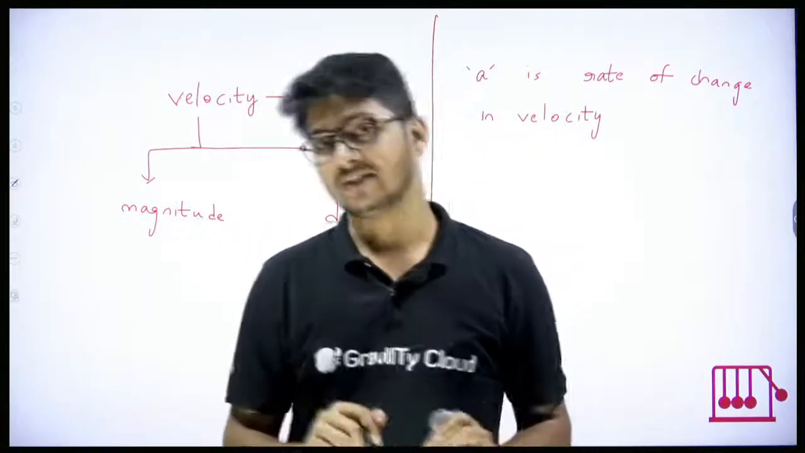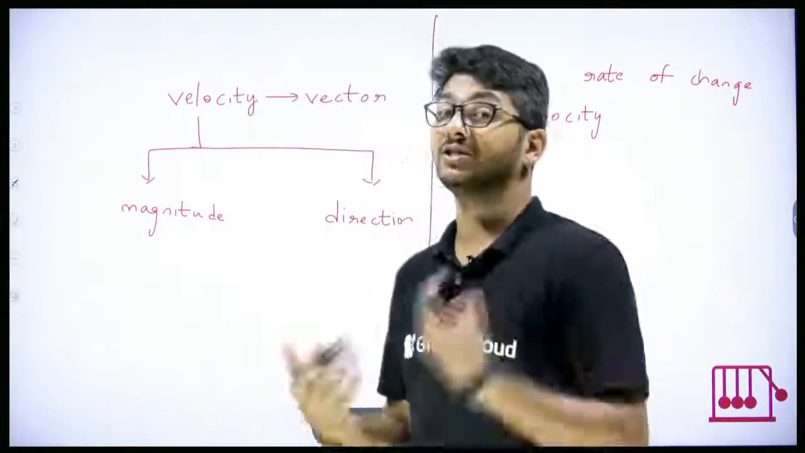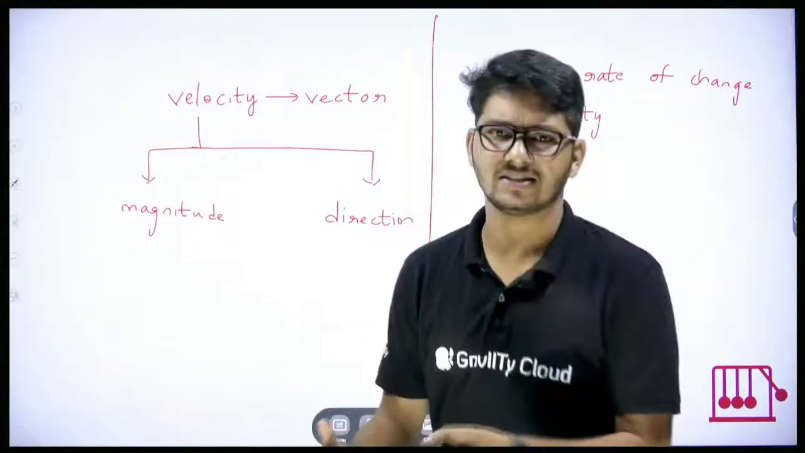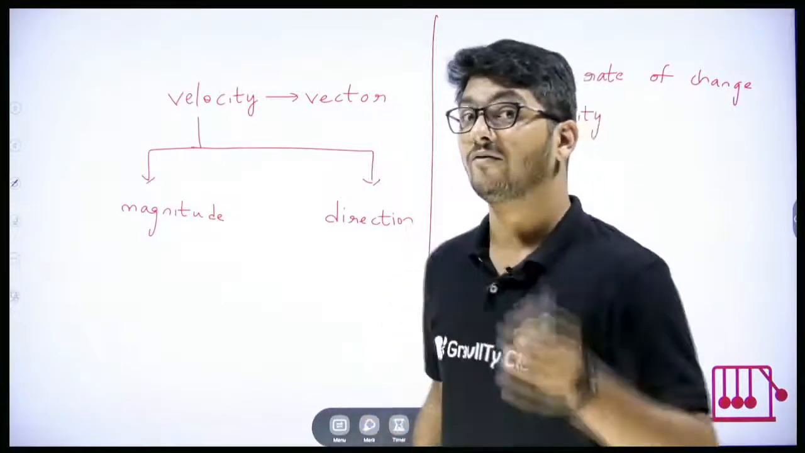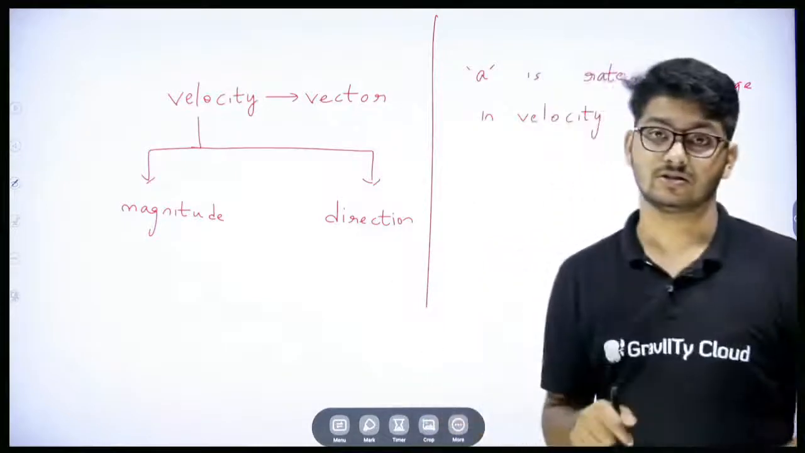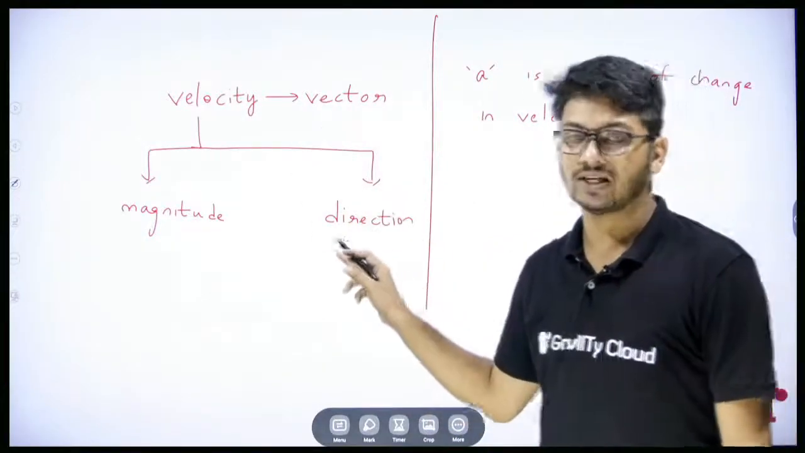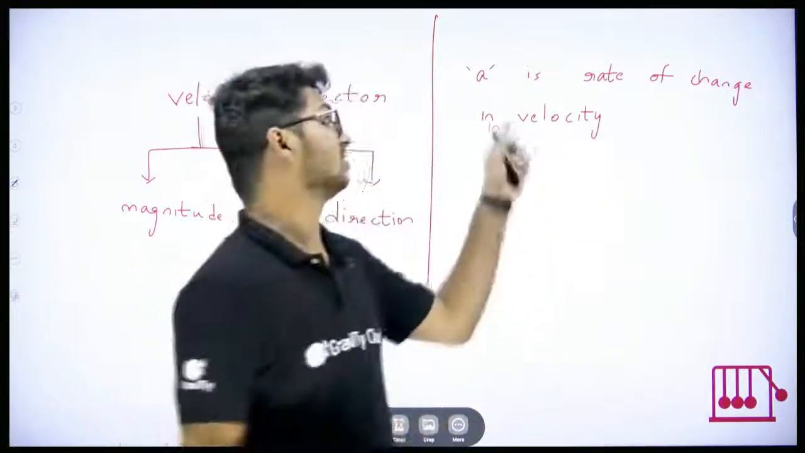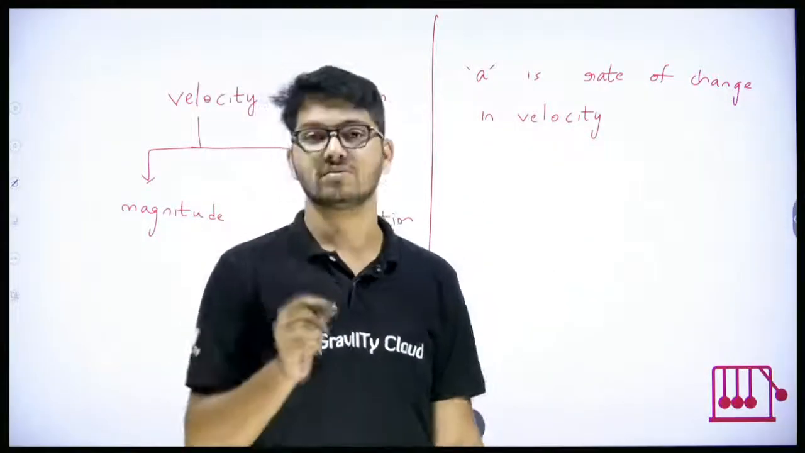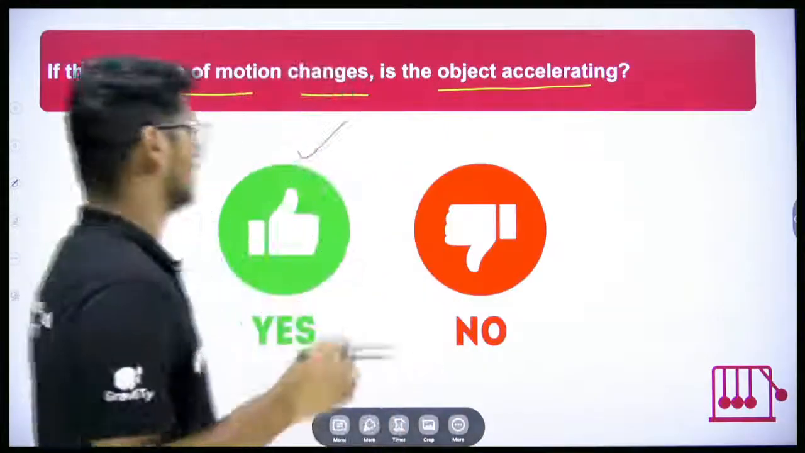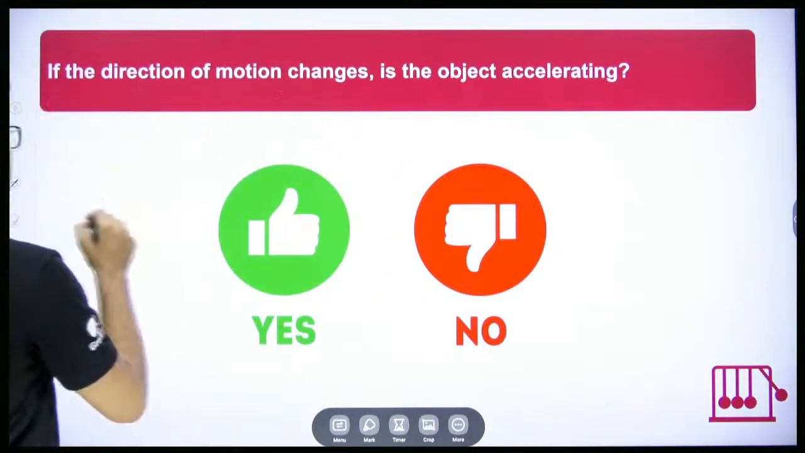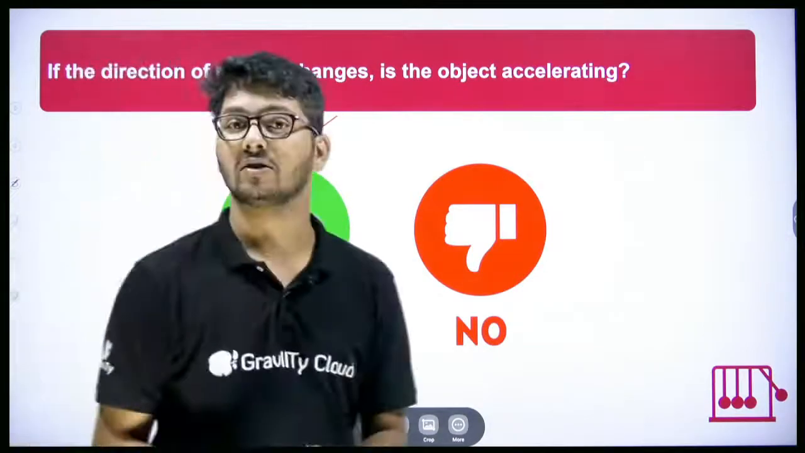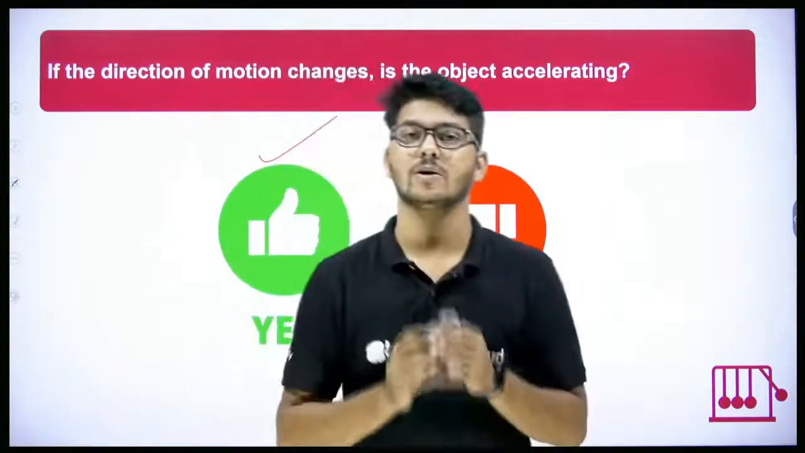Simple. So when can velocity change? Velocity can change when its magnitude changes, that is, the speed increases or decreases. Or when the direction of velocity changes. So if direction of velocity changes, velocity itself changes. And if velocity itself changes, there will be an acceleration. Simple. Got it? That is the reason why the answer is yes. Understood? So direction is also very important.